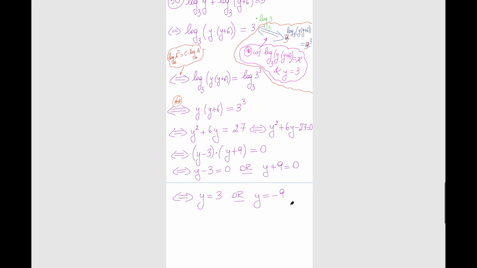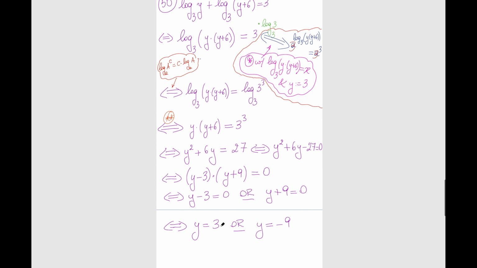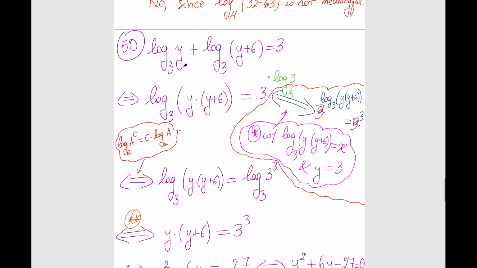And then, how about we try, even though we have equivalences all the way, it looks like it's not necessary, to replace the y equals 3 and the y equals negative 9 in here to really check if we get a true statement. Let's check if y equals 3 gives us a tautology, a true statement. Okay, replace y by 3 here, and over here.